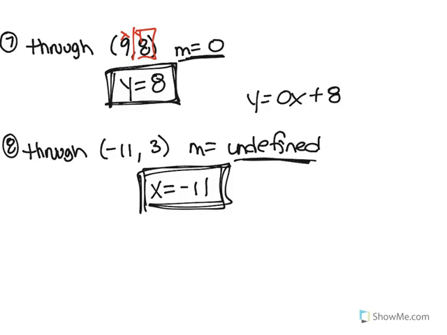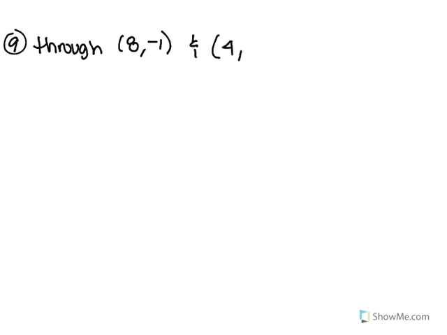Okay. Number 9. Let's write the equation of a line that's going to go through the point 8, -1, and 4, 3. Now this time I didn't give you 1 point. I gave you 2 points. But I didn't say M equals this. So what are you going to have to do first? Very good. Find the slope.